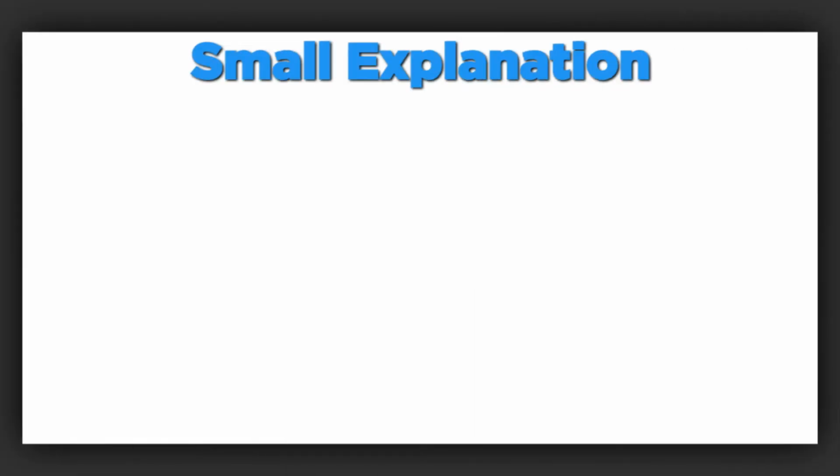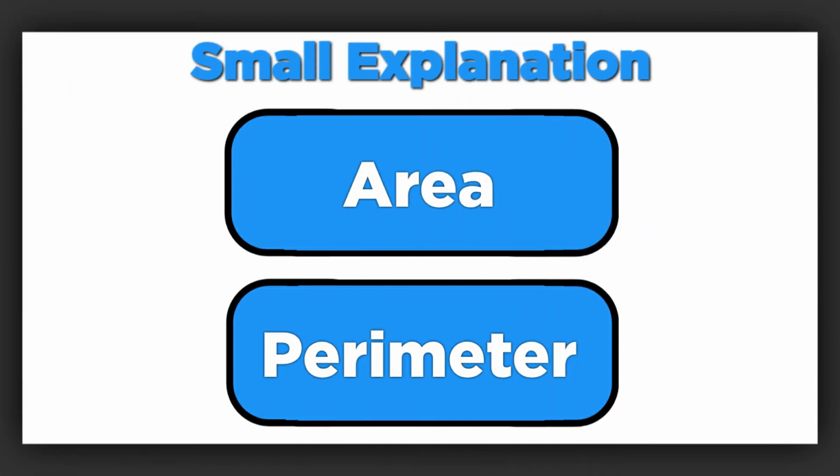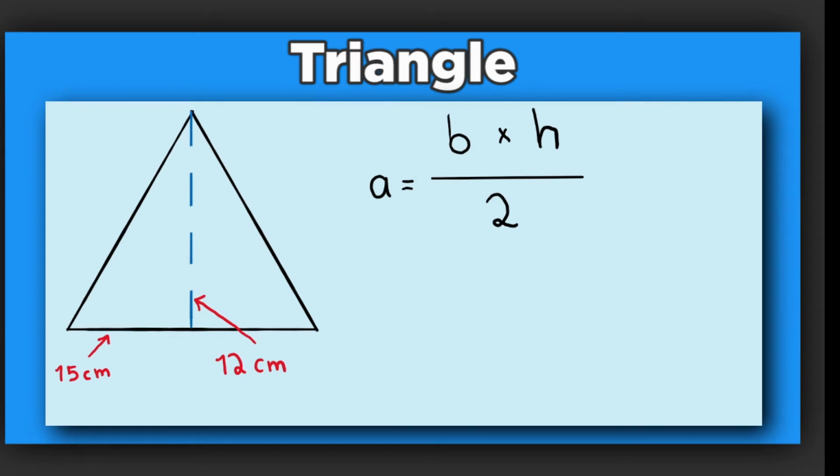Let me do a brief explanation of what is area and perimeter. Area is inside the shape, but perimeter is around the shape. First, we are going to start with the area and perimeter for the triangle. Here we have a triangle with a base of 15 centimeters and a height of 12 centimeters.